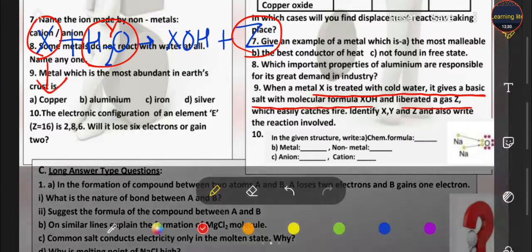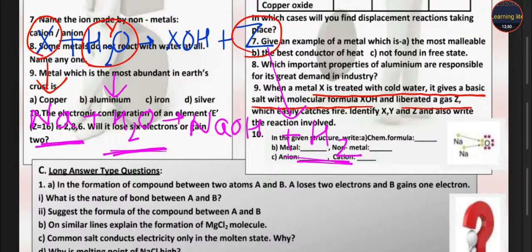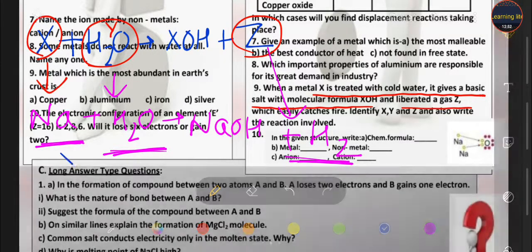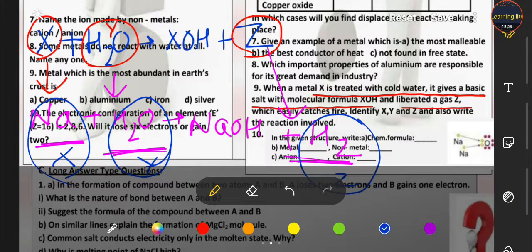So X is sodium. Y is water. When sodium reacts with water, it gives sodium hydroxide, and Z is hydrogen gas. So this is your X, this is your Y, and this is your Z. You have to fill in these X, Y and Z. Okay. Now move to our last question, student.